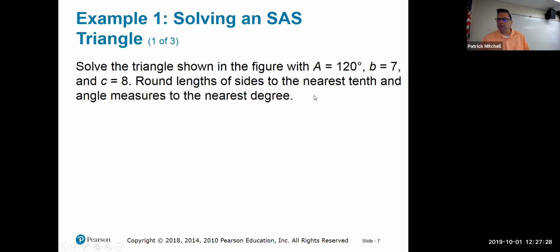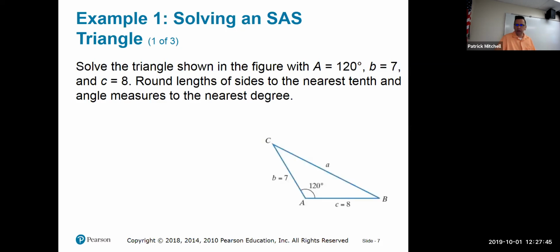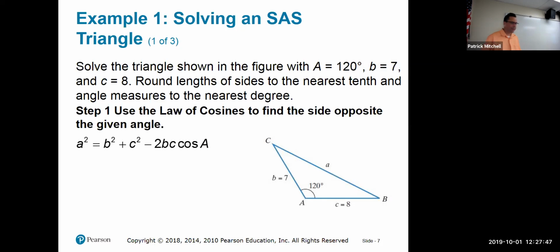All right, so because they've given me angle A, I am going to use the version of the law of cosines that starts with A squared. A squared equals B squared plus C squared minus 2BC cosine A. Okay. And there's a picture of that triangle.